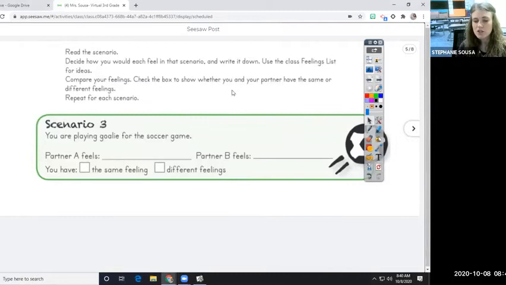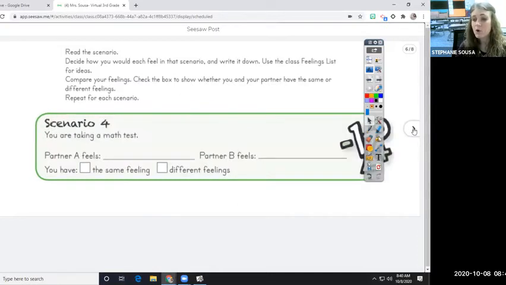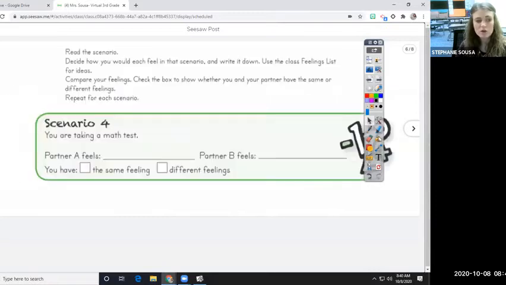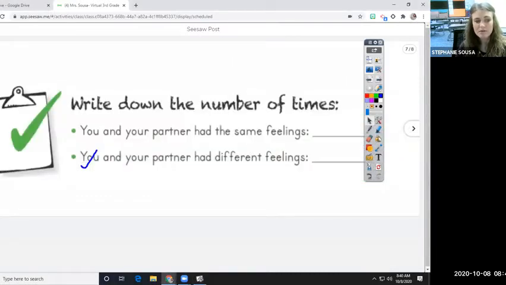Okay? So Josh is going to write down my feelings and his feelings. I'm going to write down my feelings and his feelings, and we're going to decide if they're the same or different. Okay? When you're done, you're going to write down how many times you and your partner had the same feelings. So you'll go count how many checks did you have in the same feelings box. You'll also count how many checks did you have in the different feelings box, and you'll put a number right there.